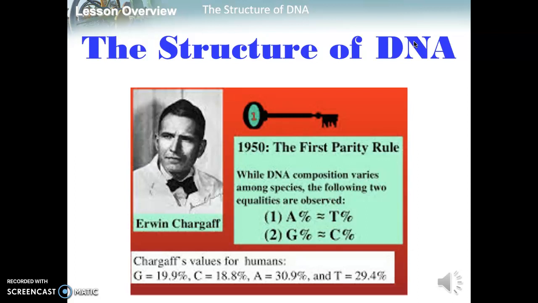Chargaff came up with the first parity rule, or what we call today complementary base pairing, and what he discovered is that the percentages of guanine and cytosine are almost the same in any DNA molecule, and the percentages of adenine and thymine are almost always the same in a DNA molecule. So therefore, when the bases pair together, it is always adenine bonding to thymine and guanine bonding to cytosine.